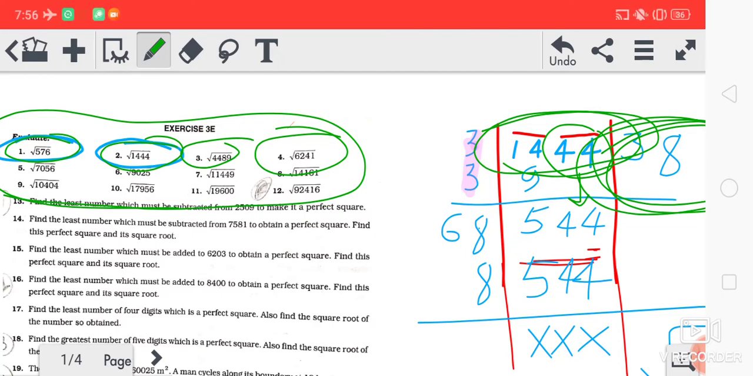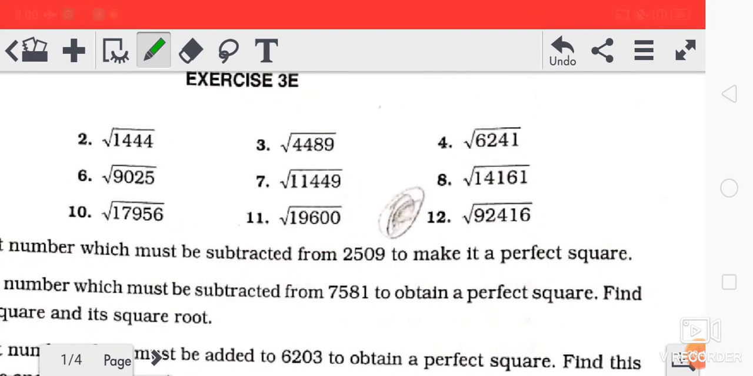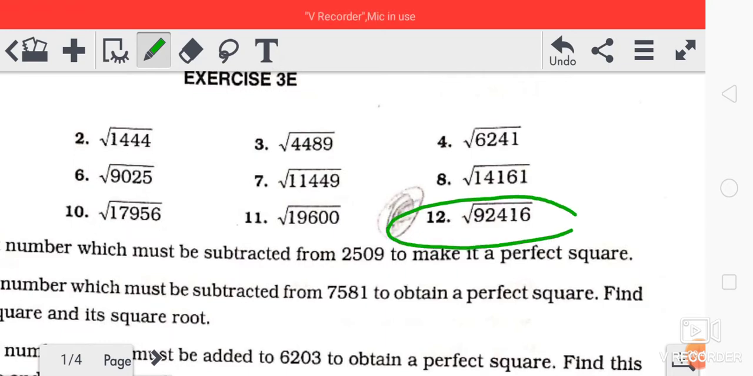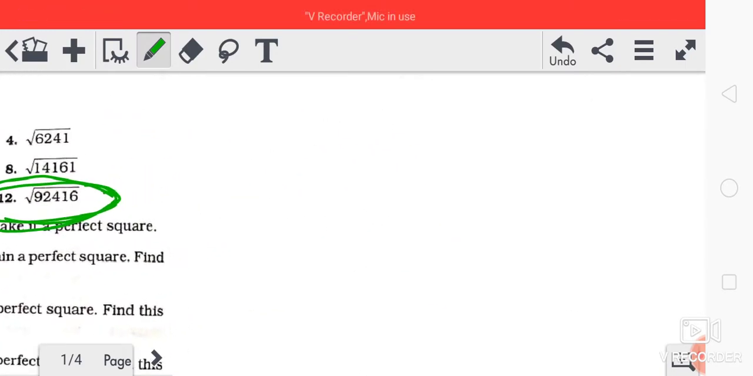Today one more question, number 12, we are going to discuss today, so that it will be more clearer for you. We have to find the square root of 92,416 by division method. So we'll see here.